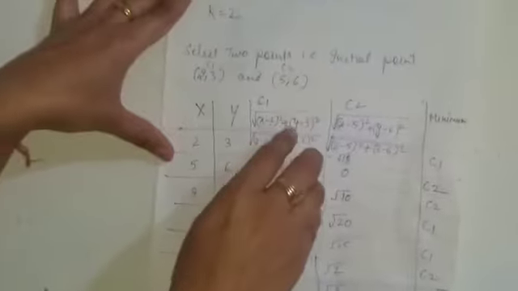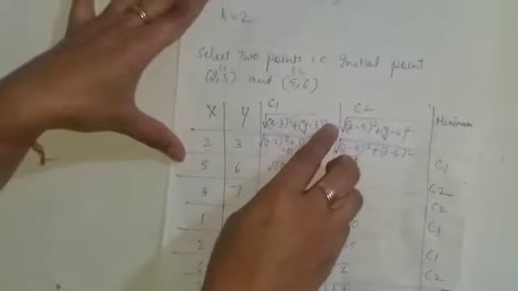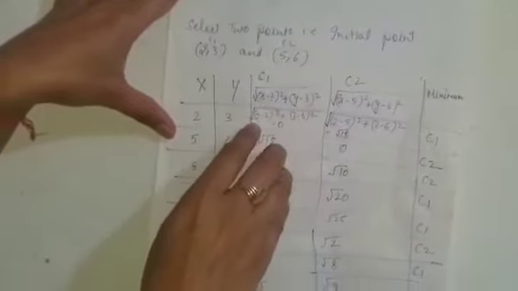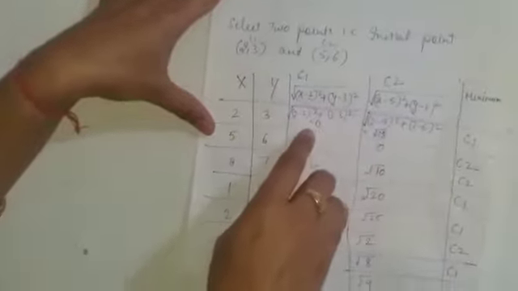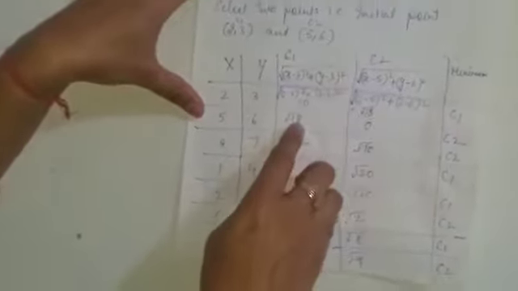Here we calculate the Euclidean distance for C1 by putting in the values: (x minus 2) whole square plus (y minus 3) whole square. Put the value of x here, 2: (2 minus 2) whole square plus (3 minus 3) whole square, that is equal to 0. After that, x equal to 5: (5 minus 2) whole square plus (6 minus 3) whole square, that is root 18. Likewise we can calculate all.